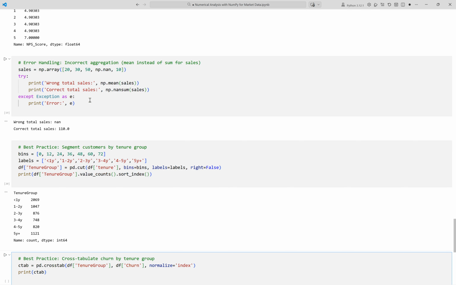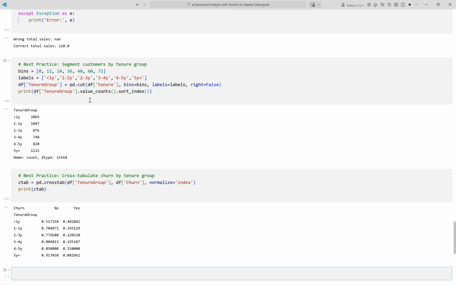Running the cell now. This crosstab shows the proportion of customers who churn or stay within each tenure group, highlighting that longer tenured customers tend to remain more loyal. Notice how the churn rate steadily decreases as tenure increases, illustrating an important trend in customer retention analysis. This reinforces the lesson's point on correctly grouping and validating survey data to reveal meaningful market insights.